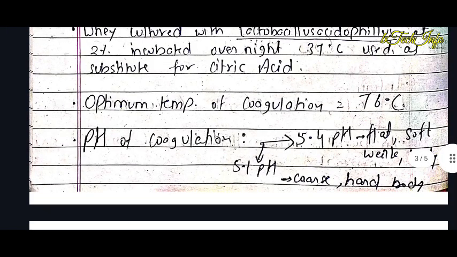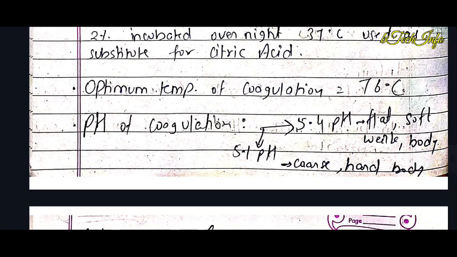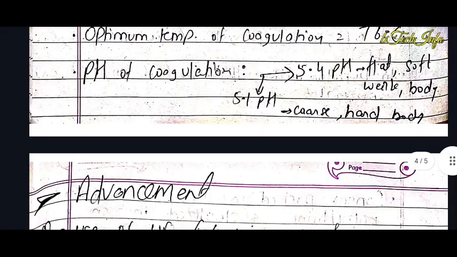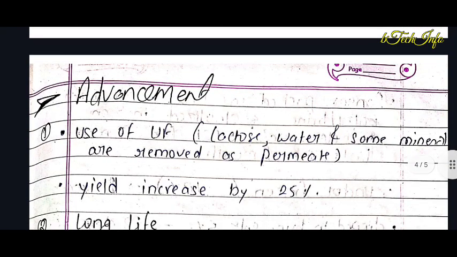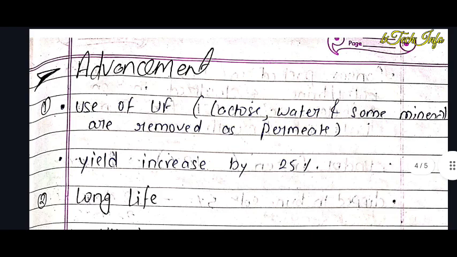So the optimum temperature of coagulation should be 76 degrees Celsius. Now if we are doing the coagulation at different pH, like at 5.4 pH, the body will be flat, soft, and weak, which we do not want. And if we are doing the coagulation at 5.1 pH, the body will be hard, which is required for the production of paneer. So now we see the advancements in paneer manufacturing.